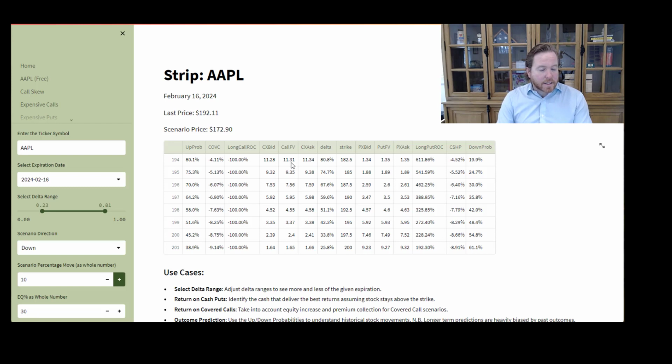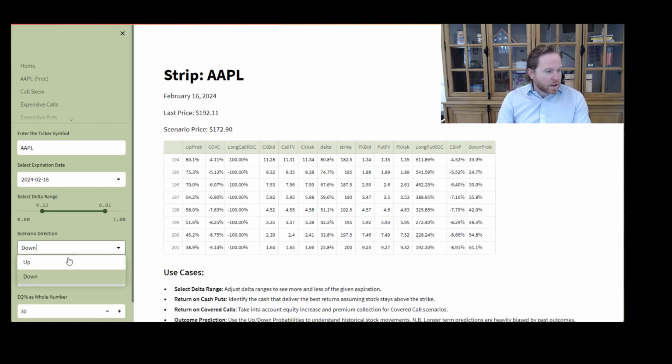You probably collected about 11.30 on the call sale. Depending on what all that's worth at the end, that's where that negative 4% comes in. Usually you do an out of the money overwrite, so you get a lot less money for that 195 call if stock's trading 192, so you lose about 8% on both the stock and option position.